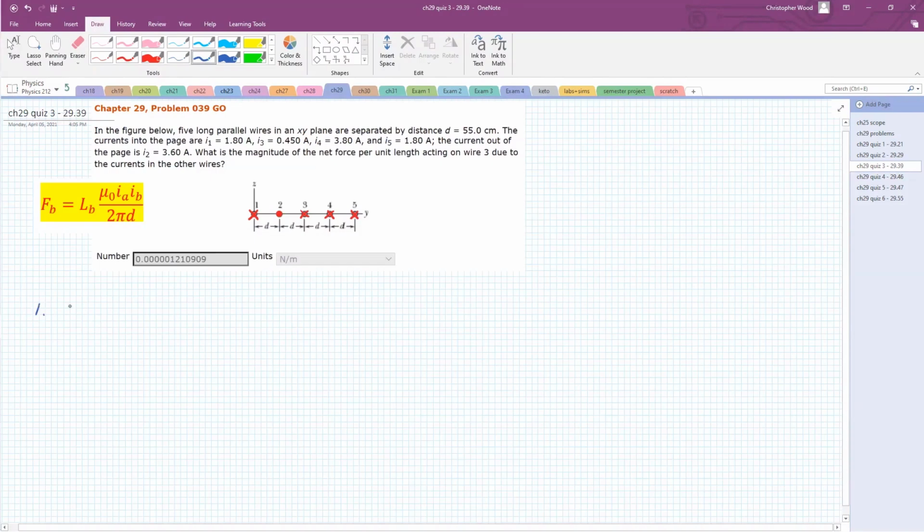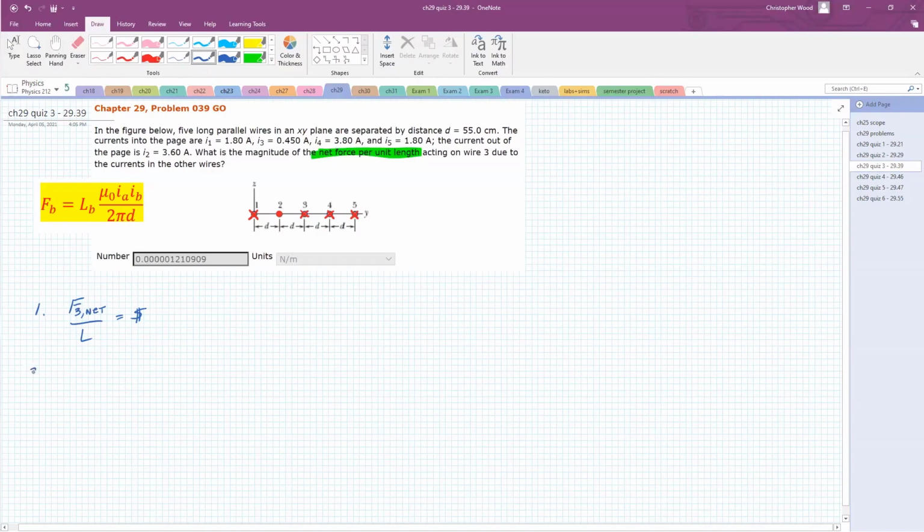Here's the dollar sign. The magnetic force acting on wire 3, and I'll call it the net force acting on wire 3 per length. So it's not F you're after, it's force per length because that's what the question says. What is the magnitude of the net force per length? So that's why I'm saying this is the dollar sign. That is force per length. Okay, so there's quite a bit of new stuff here.